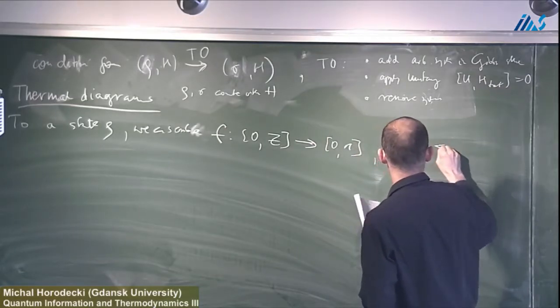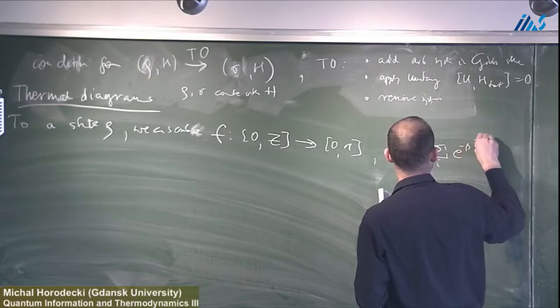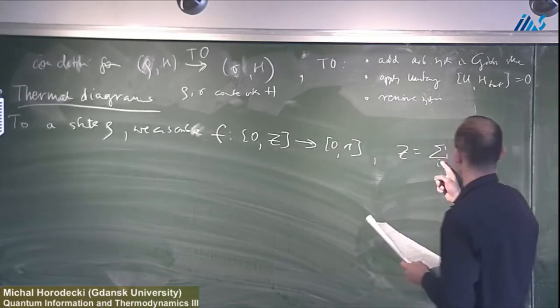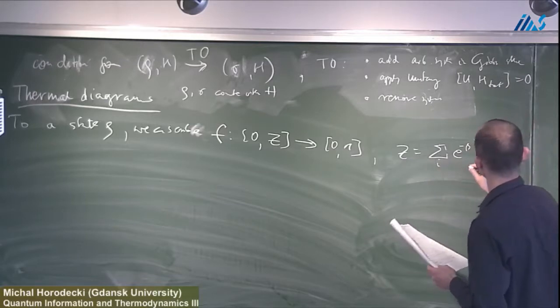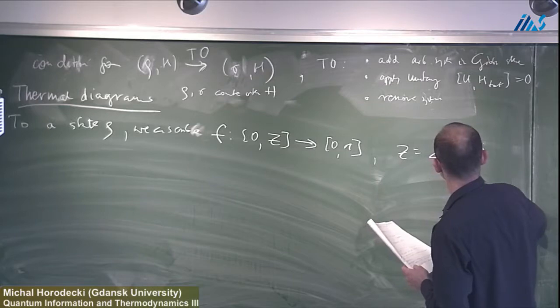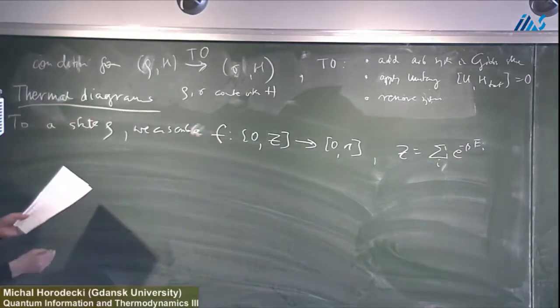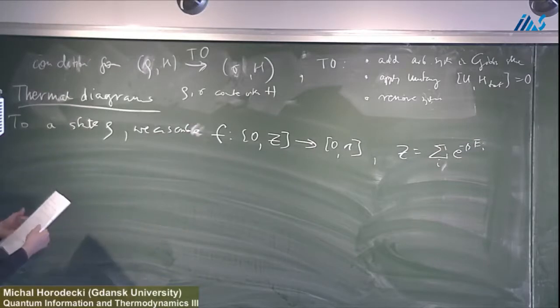Okay, where this labels also degeneracies. So I can do this. Okay, so that's the partition function. So we ascribe a function. How this function is built, how it's constructed.